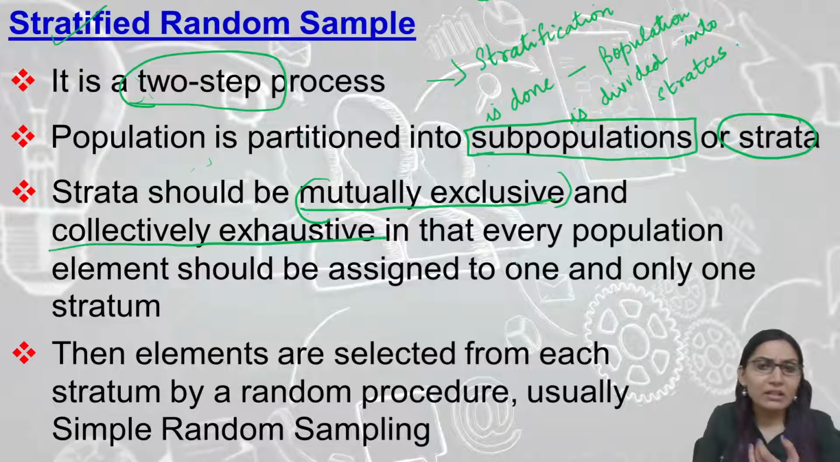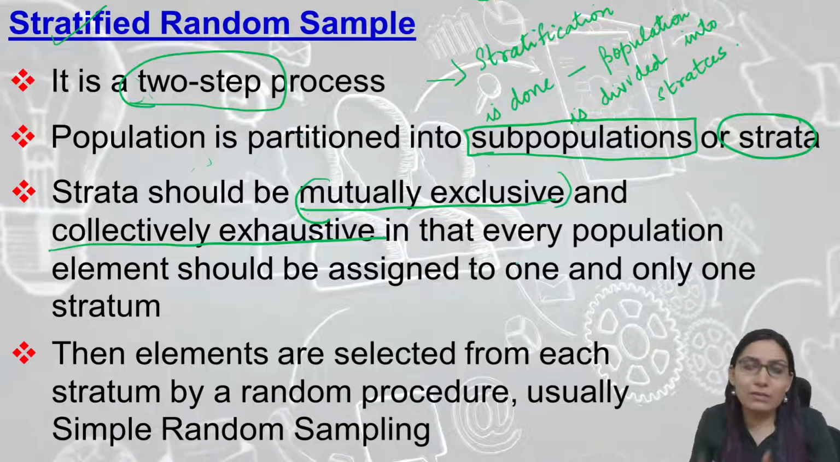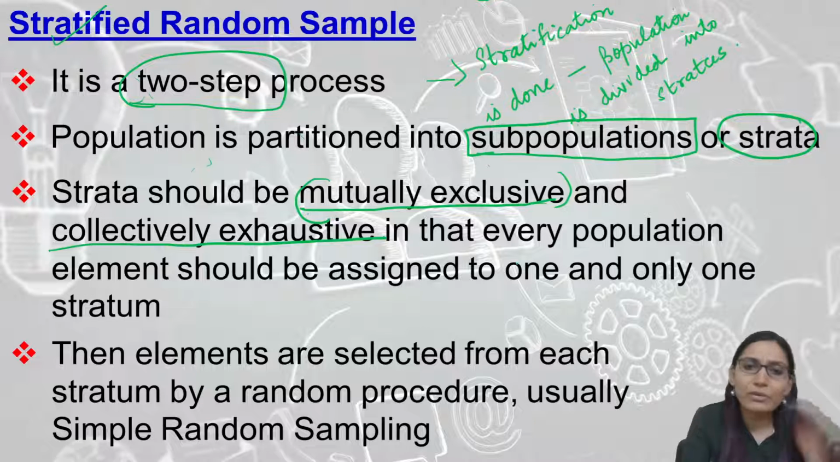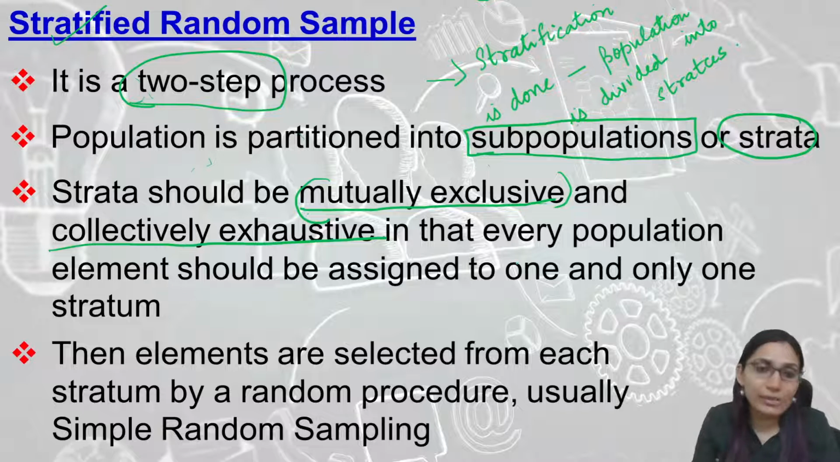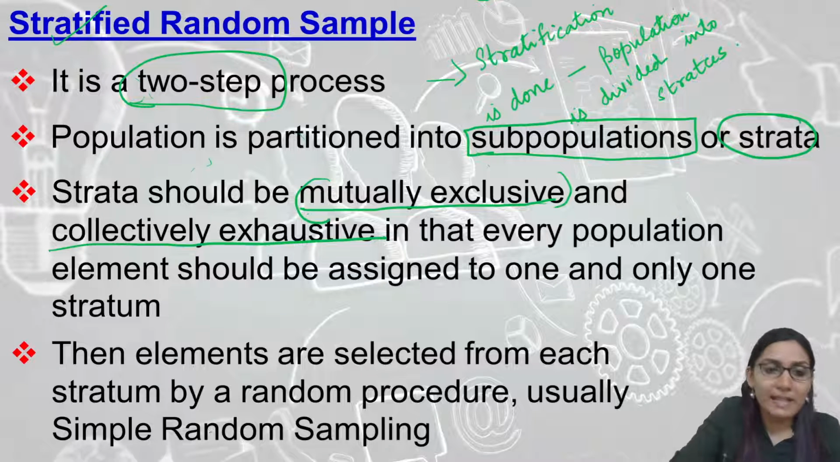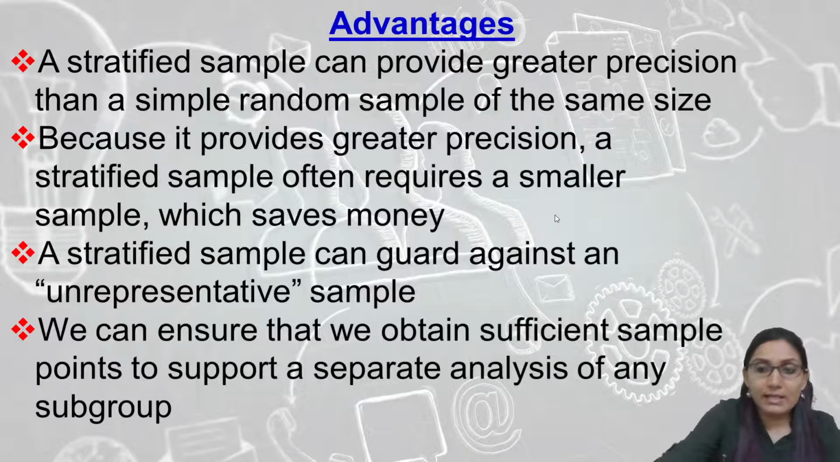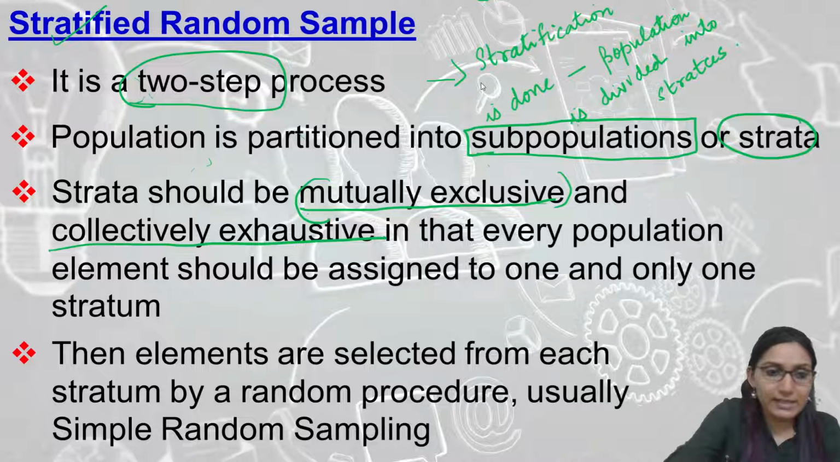What does it mean? It should be mutually exclusive, which means that one sample element should represent only one stratum, and they should be collectively exhaustive, so put together they represent the entire population. Then elements are selected from each stratum by a random procedure, usually simple random sampling. I'll tell you how it is done. Let's take an example. I'll just rub this out because I need to write more.